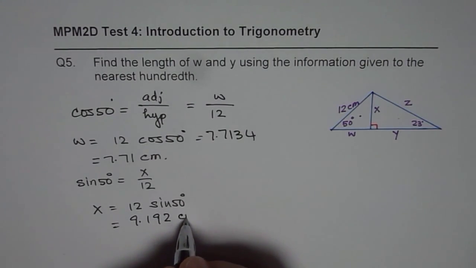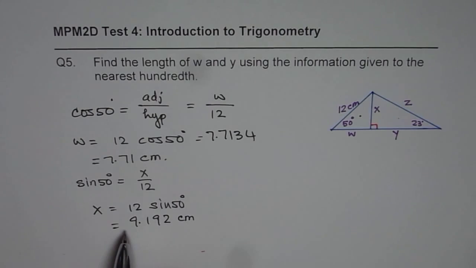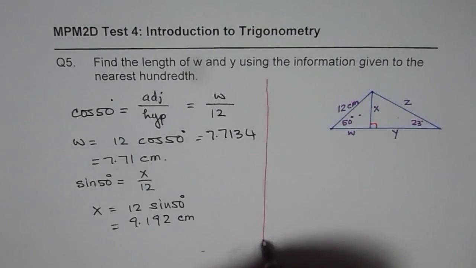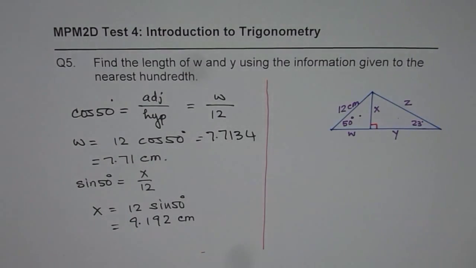The units are centimeters, right? If you round it, you get 9.19. Anyway, we don't have to report the length X, so let it be. So we know that X is 9.192.